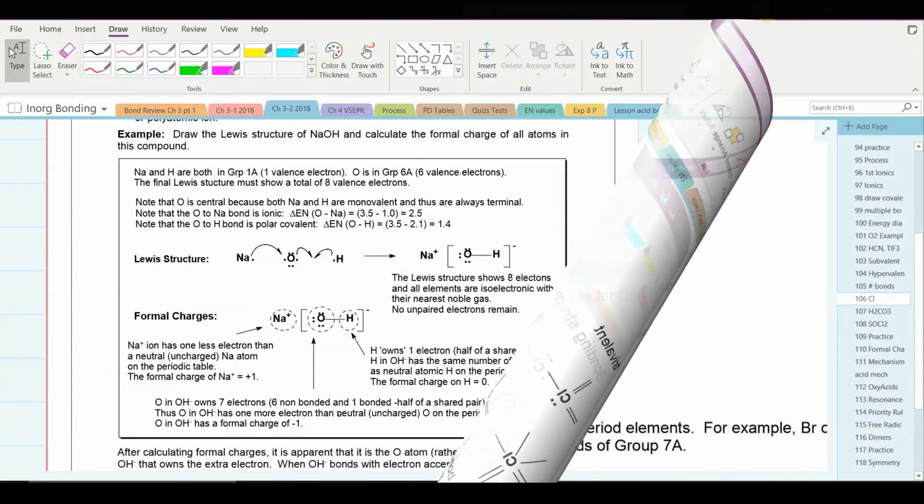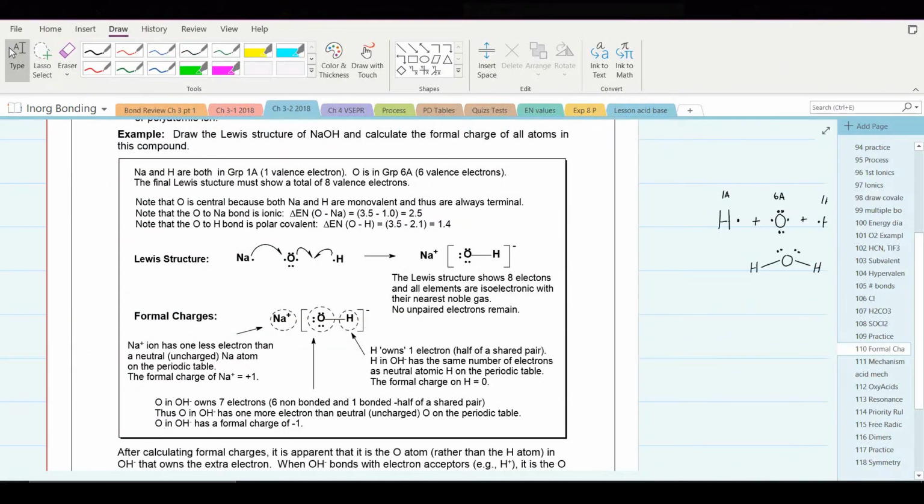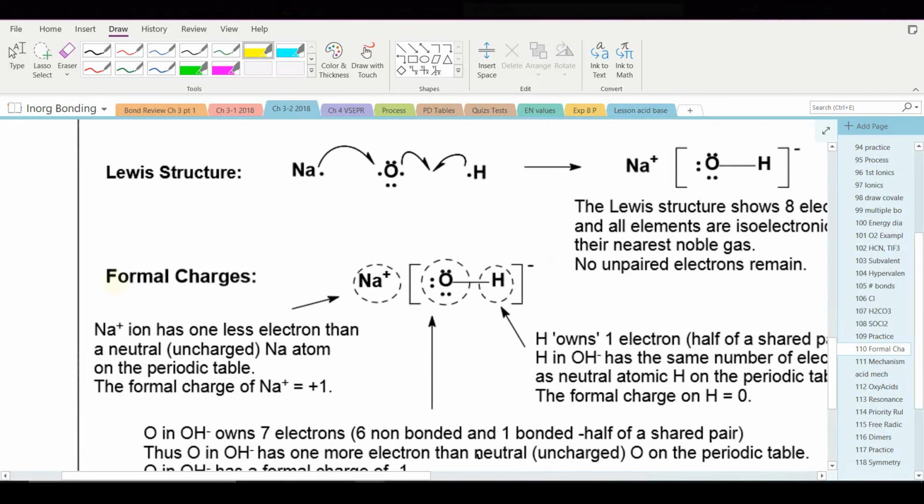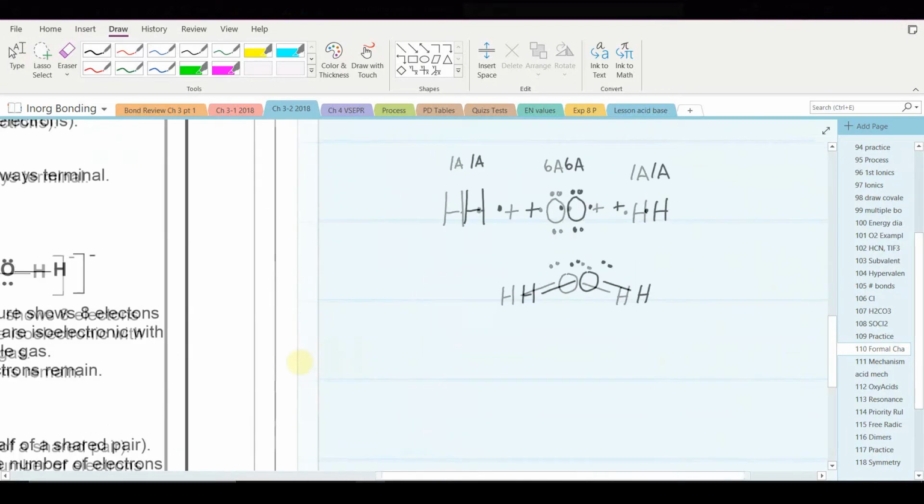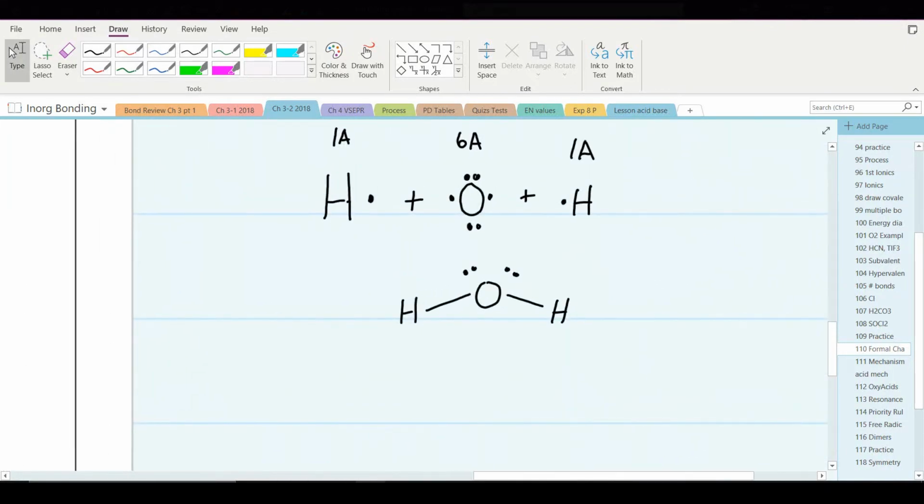Please take a look at page 110. We need to learn what is meant by formal charges and how to calculate them. Page 110. Let's start right over here. So here, this is really important, by the way, so please give it your best. It's really, really important. So I've shown here hydrogen, oxygen, and hydrogen.